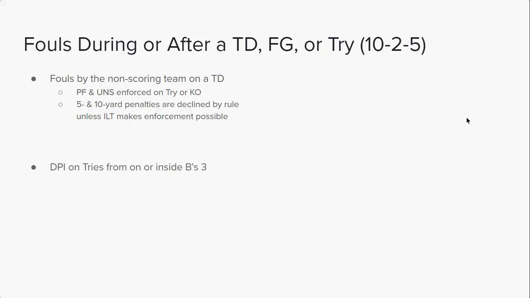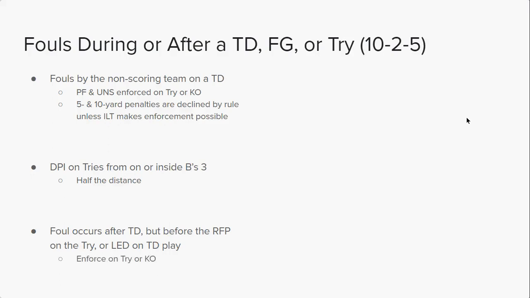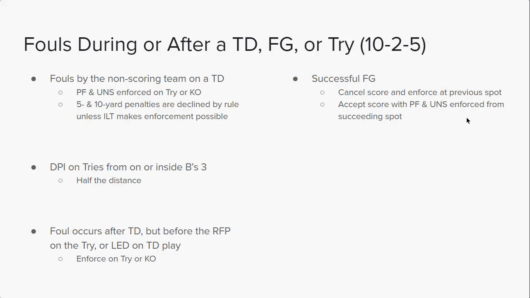Again, I talked about this on the previous couple of slides. DPI on tries from on or inside B's 3, we consider that to be a half the distance enforcement. If the foul occurs after the touchdown but before they're ready for play on the try, or it's a live ball penalty enforced as a dead ball penalty on a touchdown play, it could be enforced on the try or kickoff. If it's a successful field goal, we can either cancel the score and enforce the penalty at the previous spot, or accept the score with personal fouls and unsportsmanlike conduct penalties enforced from the succeeding spot. Again, live enforced as dead, or dead ball fouls that follow field goals would also be enforced at the succeeding spot.